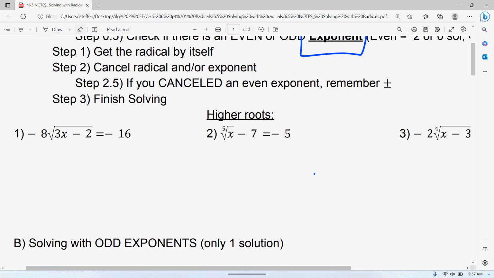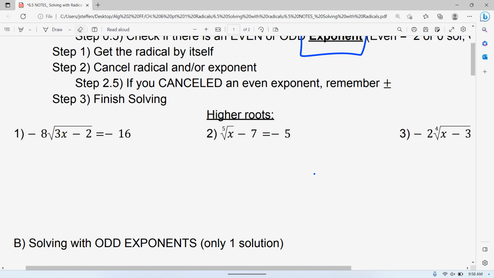So step 2, cancel the radical and or the exponent. Now again, I put 2.5 as this step because you don't need it on all of them. But if you canceled an even exponent, you need to put a plus or minus in there. Like we did with square roots. When we solved an x squared, so we took the square root of both sides, an exponent of 2, we needed a plus or minus.